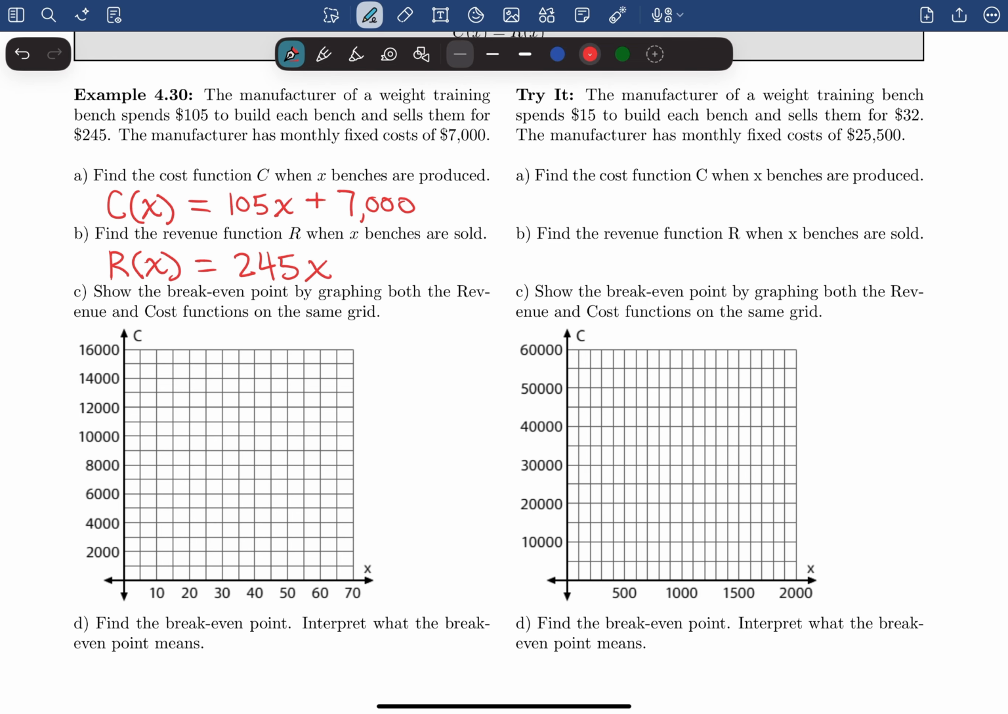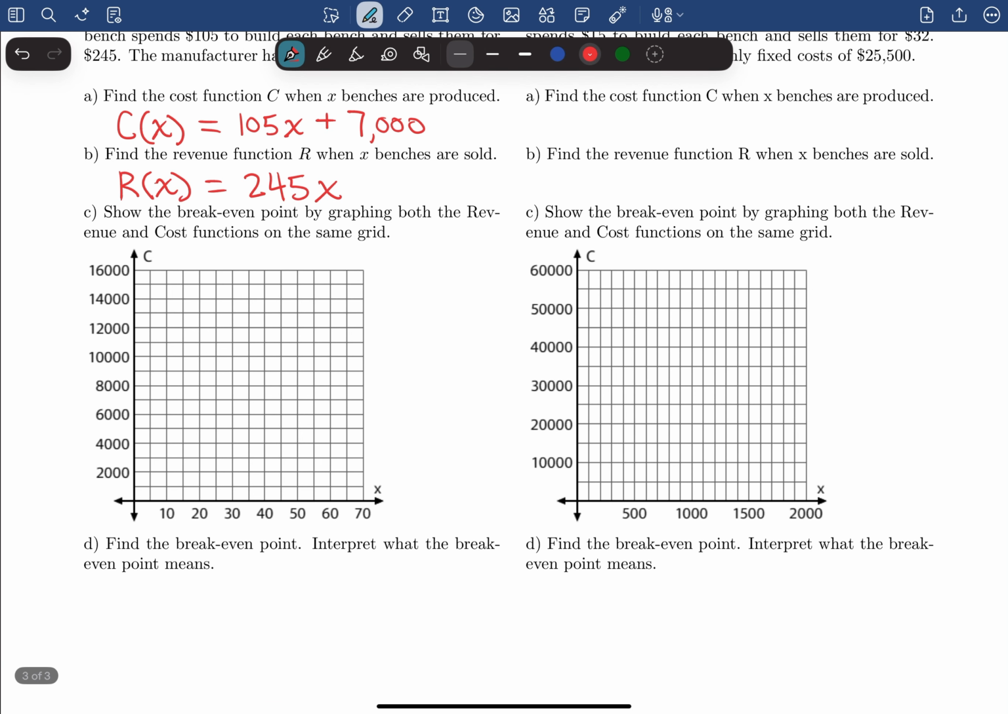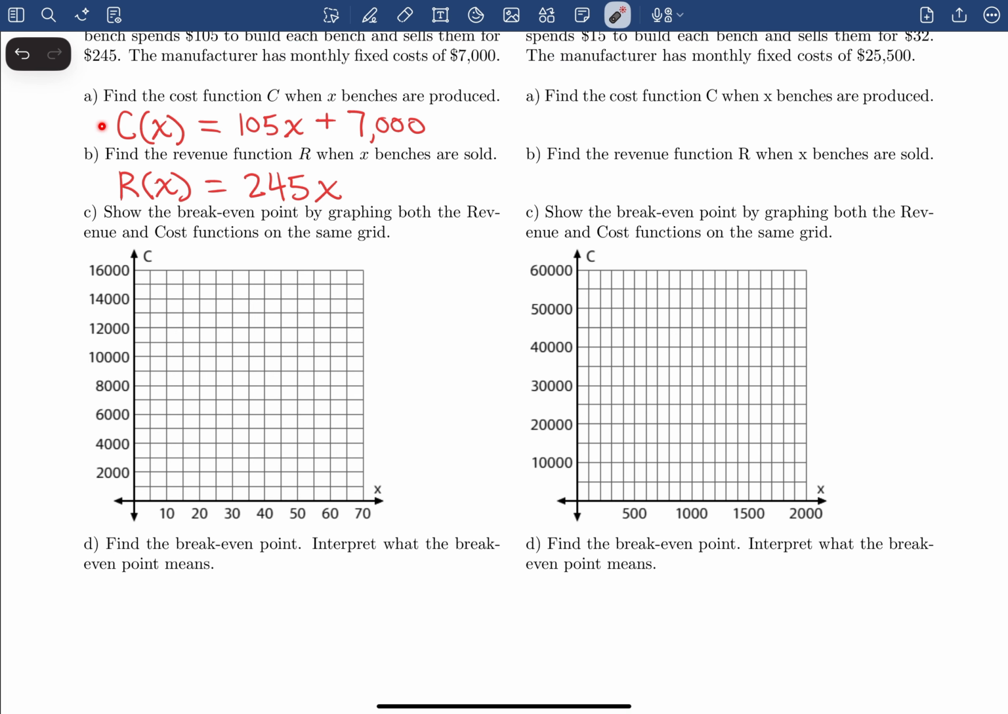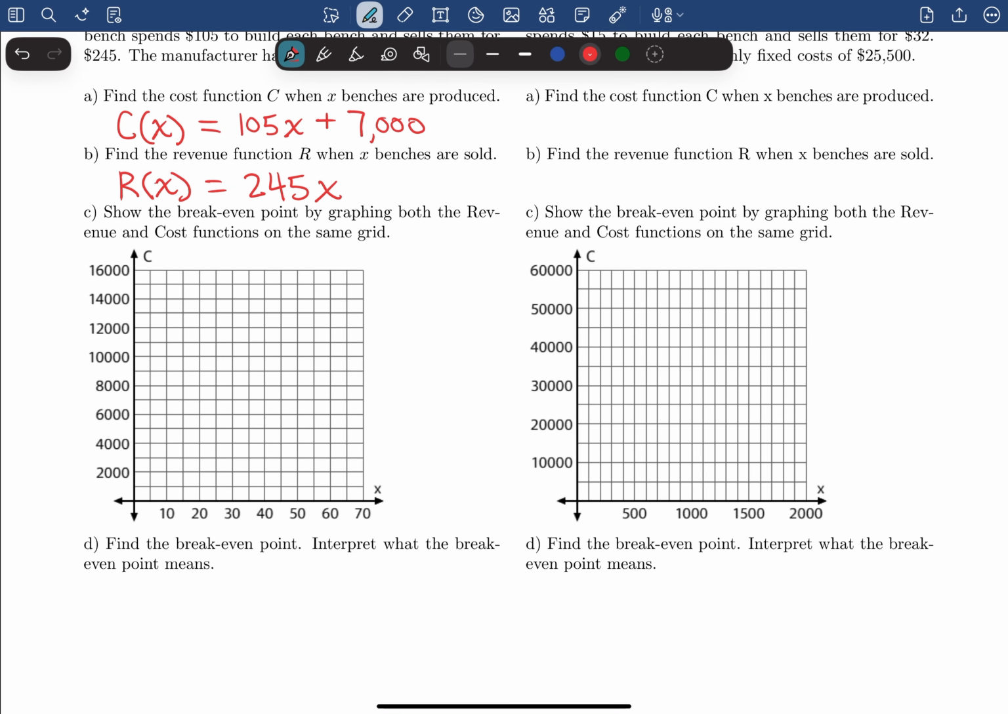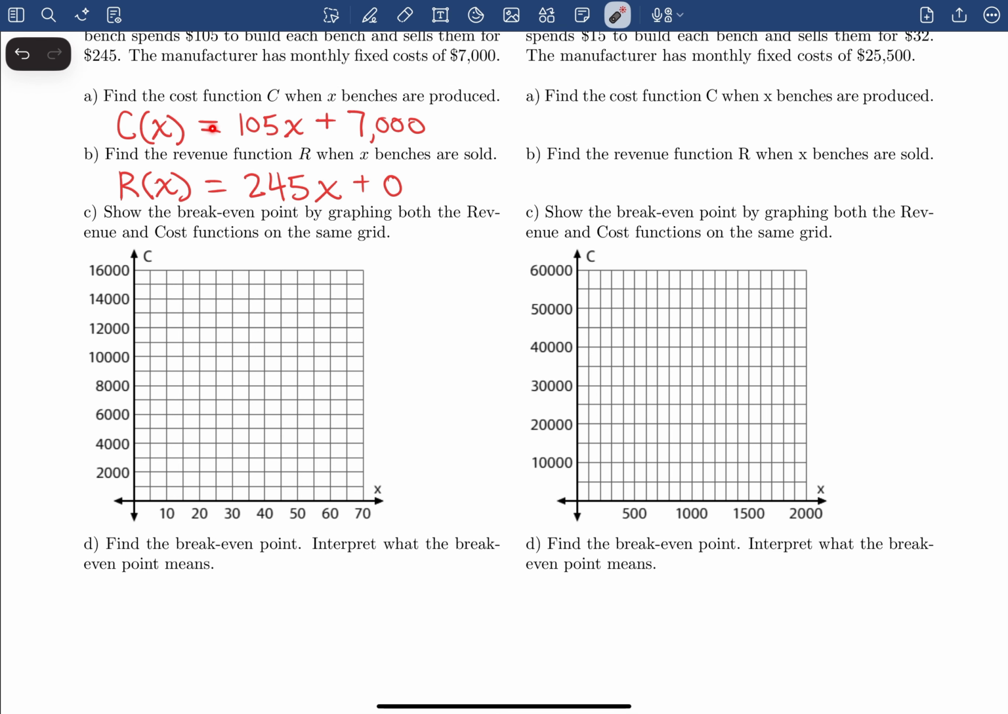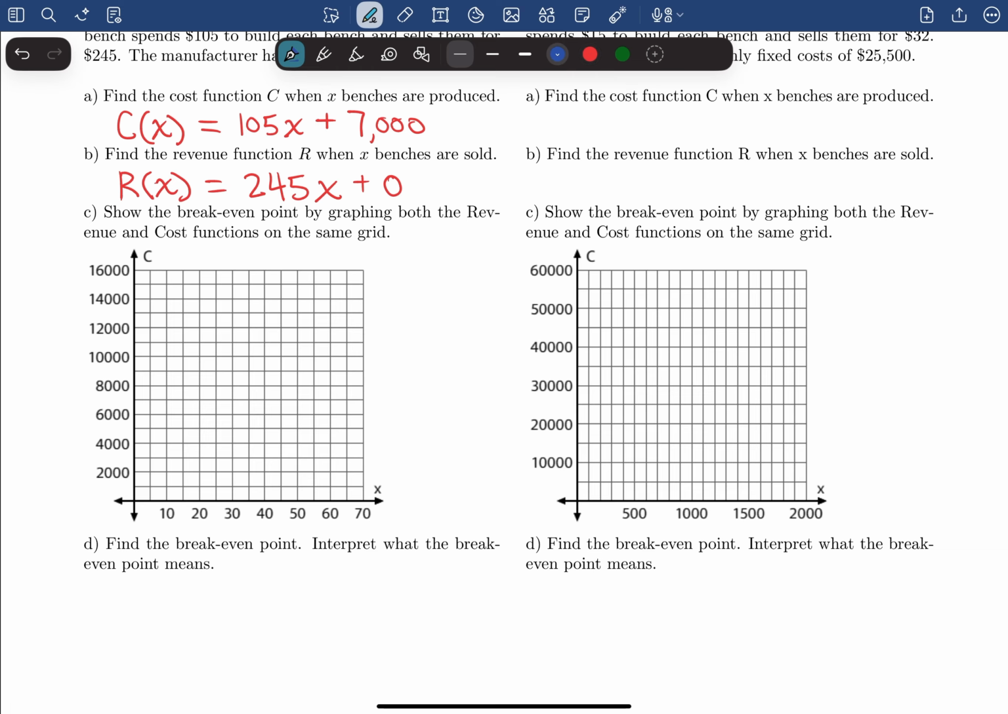And part C says find the break-even point by graphing both the revenue and cost functions on the same grid. So I could take this linear equation and graph it, and then take this linear equation and graph it as well. I'll go ahead and do that right now. Okay, so maybe I focus on this R of x function first because it's got a y-intercept of 0. Like you see, there's a plus 0 at the end. This is just a linear equation. y equals mx plus b. It's slope-intercept form of a line like we've discussed in previous videos.